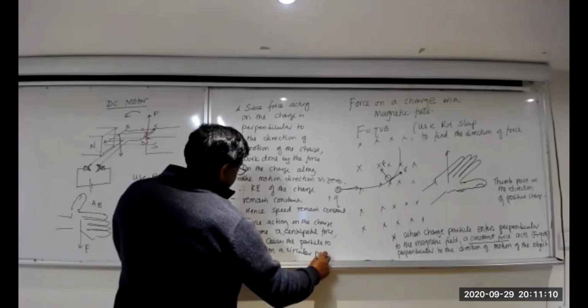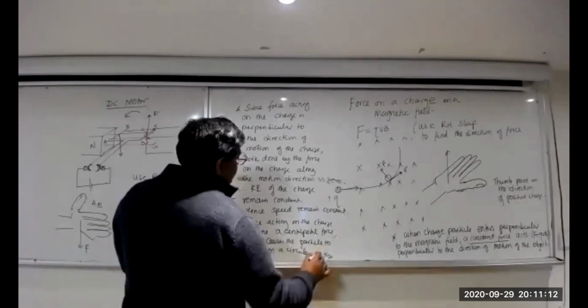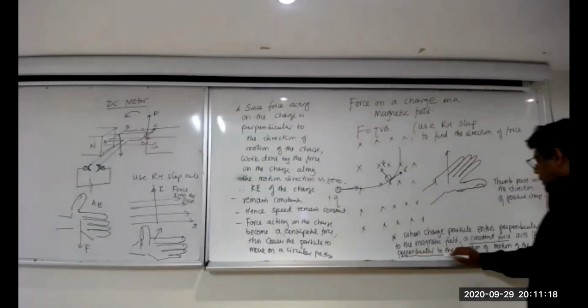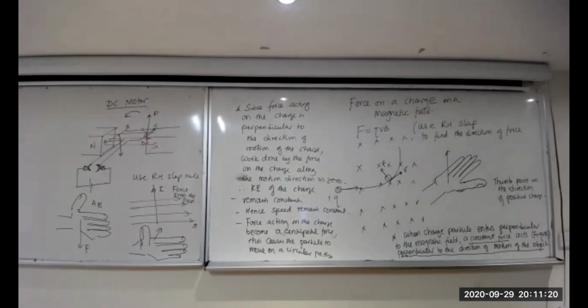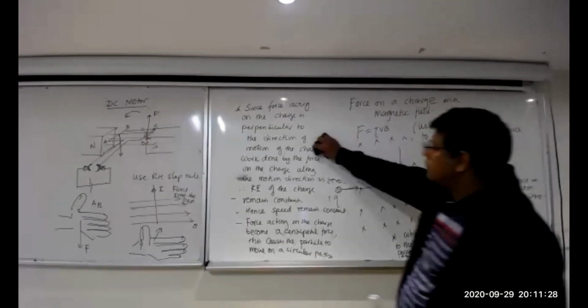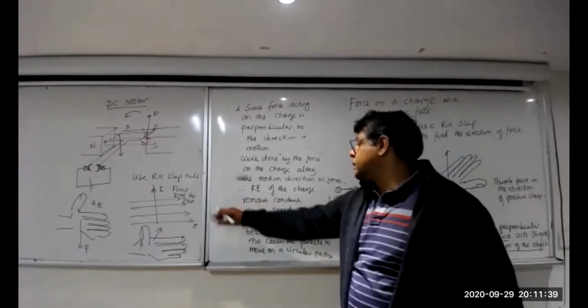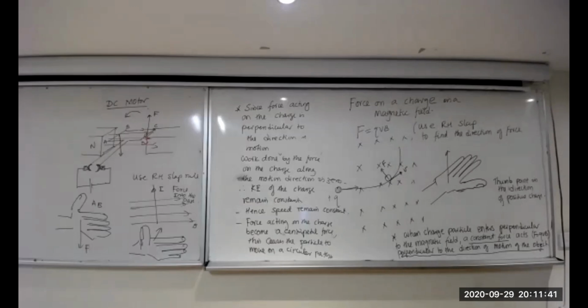The most important words, guys: constant force, and the force is perpendicular to the direction of motion. These are the very important words for the exam, guys. So there is no change in kinetic energy. Kinetic energy of the charge remains constant. Speed remains constant, not the velocity, as the force is centripetal, and that's the circular path.